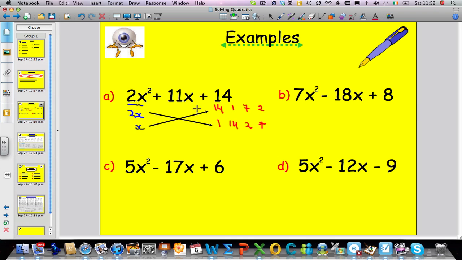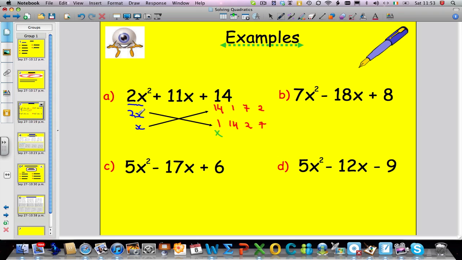As usual, we're going to try and make this number in the middle here. This is where the arrows come into play. So I say 2x times 1 is 2x, and x times 14 is 14x. Can I make 11 using 14x and 2x? Is that possible? Well, no, I can't. 14x and 2x, I can't make 11.